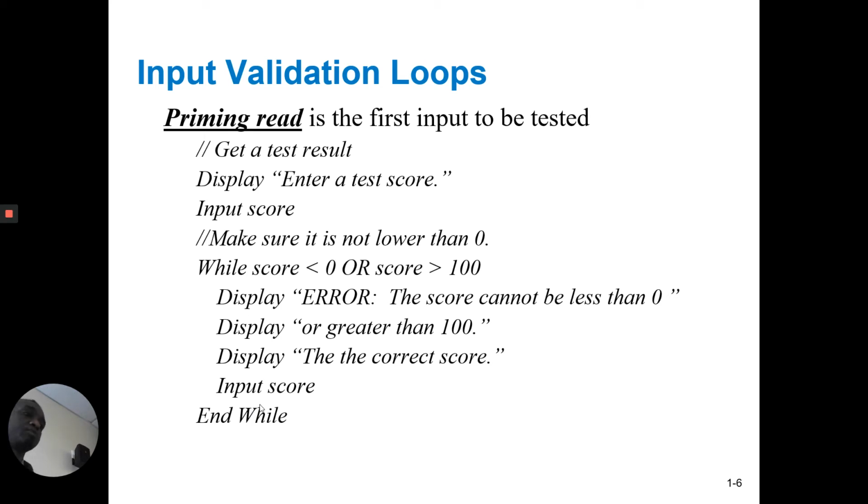Priming read is the first input to be tested. Get a test result, display enter a test score, input score. While the score is less than 0 or score is higher than 100, then you display an error. Because the lowest you can get is a 0, right? And then the highest you can get is 100. So if it gives you something less than 0 or something greater than 100, that's when you display the error. This is impossible, right? Then display the correct score, then input the score. Then you ask the question again, and then you end the while loop. So you got to keep on asking that question until you get the correct data.